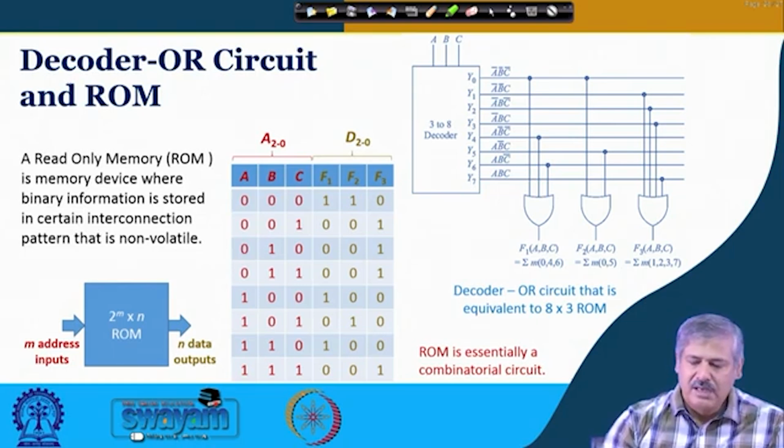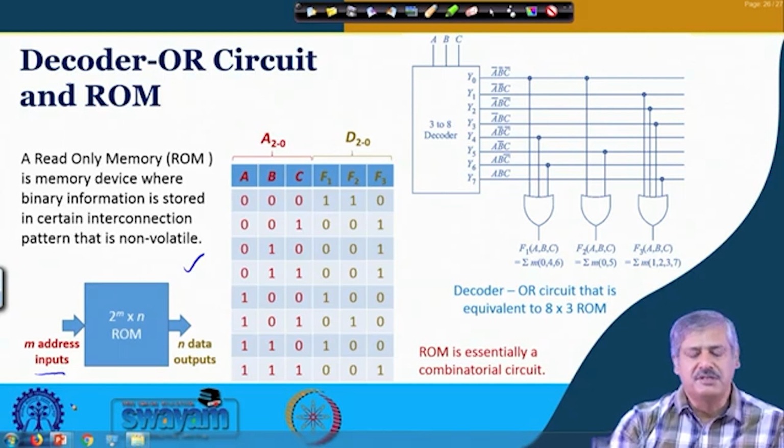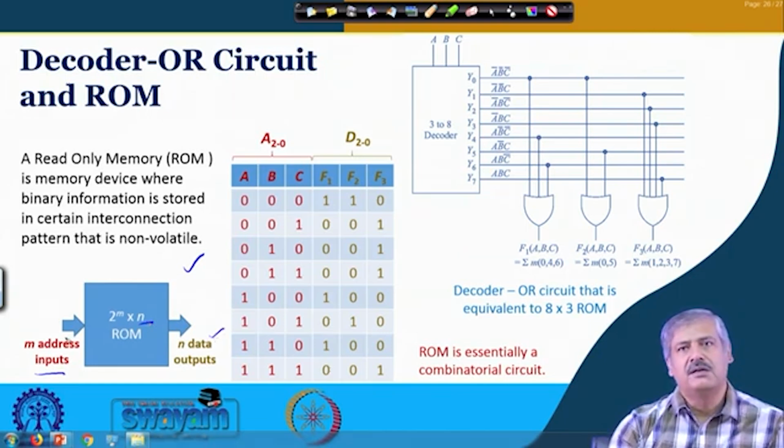The basic block diagram of a ROM will be something like this. M address inputs will generate 2 to the power m memory locations, and if n-bit information is stored in each location, n data outputs can be generated by invoking a particular set of address bits. There can be additional control inputs like enable, etc. But this is the basic block diagram.